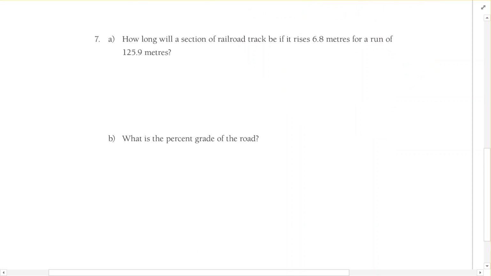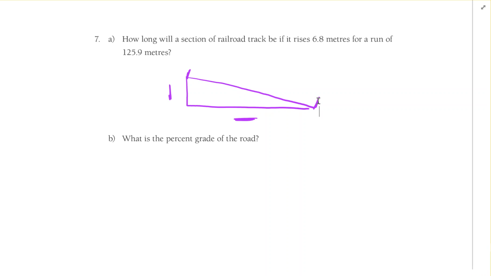Okay, 7. How long will a section of railroad track be if it rises 6.8 meters for a run of that many meters? So here, I'll even draw this out for you. It's asking, so if something has a run of this and a rise of that, how long will this section be? So you've already done one like that. So I'll let you guys look back at your notes if you need to, or look back at that question and look for the formula for that one.